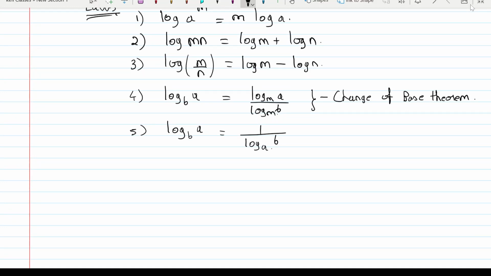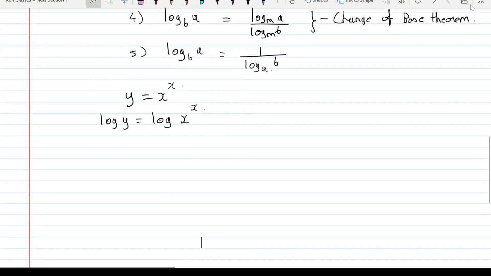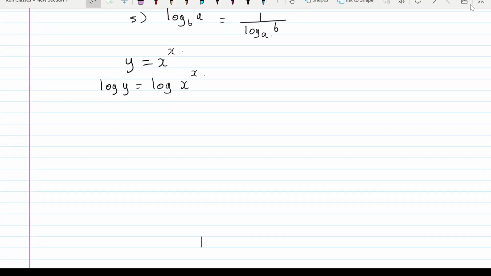So let's come back to that problem. So we have y is equal to x raised to x. Log y is equal to log x raised to x. So we have done the first step, that is taking log on both the sides. Okay, anyone was still writing that log?